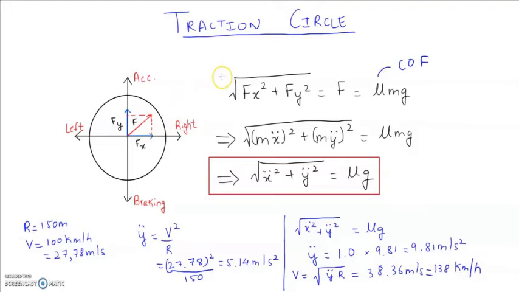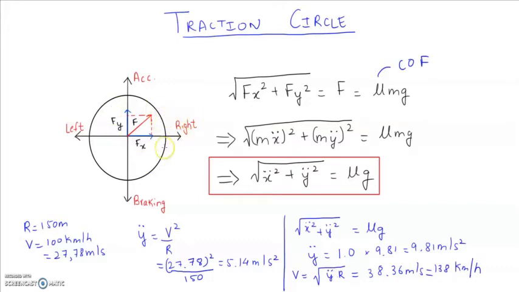Traction circle is, like the name says, a circle which shows the traction points that a tire can withstand. If the point goes beyond this circle, then the force is exceeding more than the tire can take, and the vehicle will lose its stability. On the y-axis we have the acceleration force and braking force. On the x-axis, we have the lateral forces which will be acting when a vehicle takes a turn.